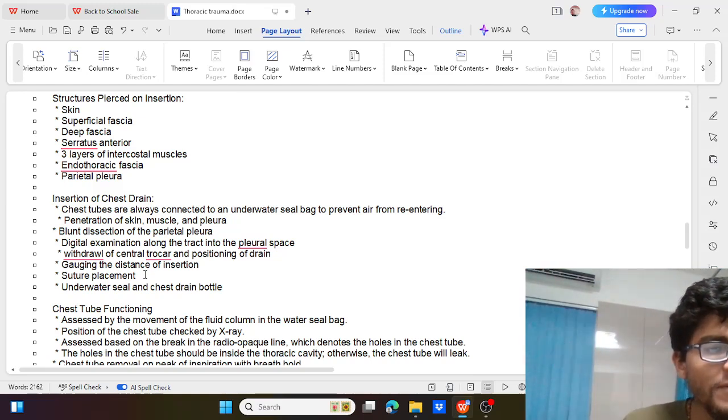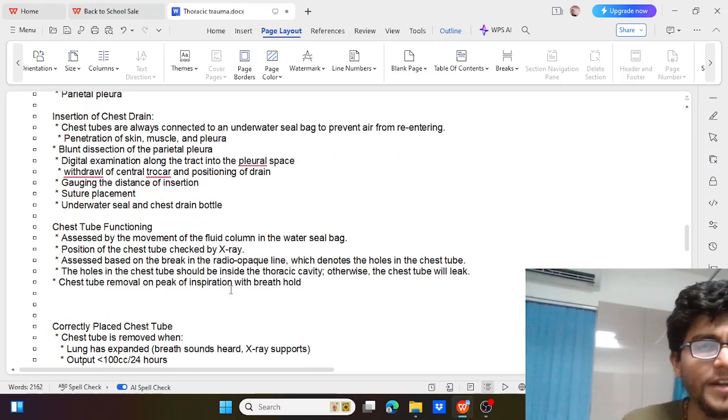Then for suture placement, we secure it with a purse string suture and then connect it to the underwater seal.